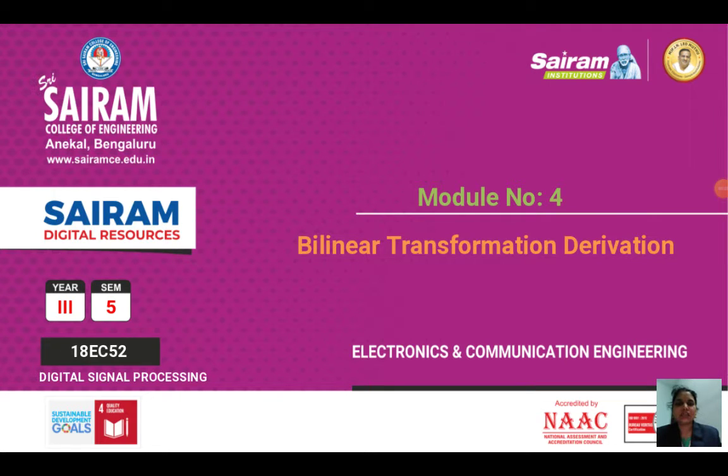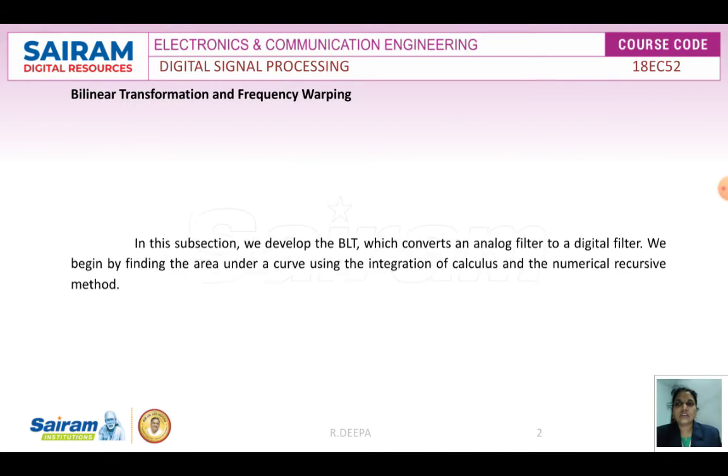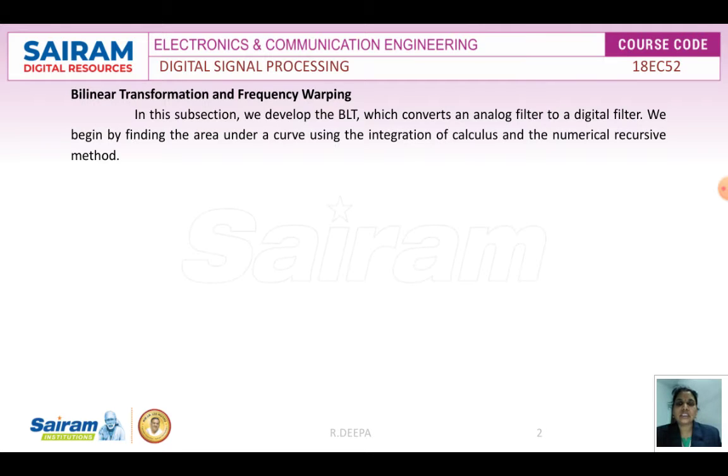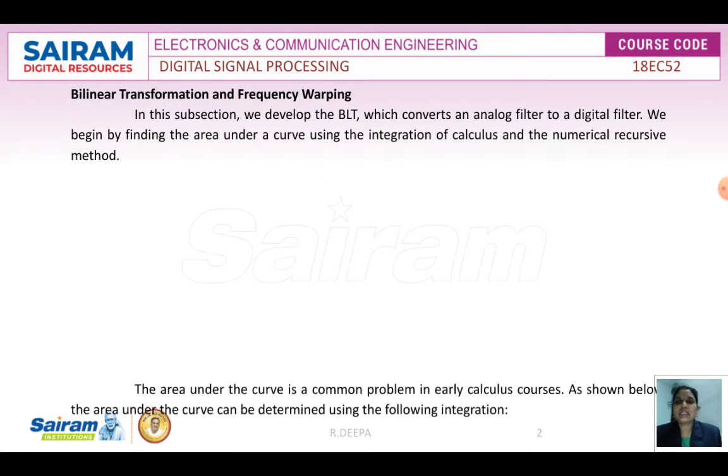In today's class we are going to learn about the bilinear transformation, how it is used to convert an analog IIR filter into a digital IIR filter design. So what is bilinear transformation? It is one of the transformation types used to convert an analog filter to a digital filter. Here this transformation is done with the help of the area under the curve, using the integration of calculus and the numerical recursive method, to derive the transformation.